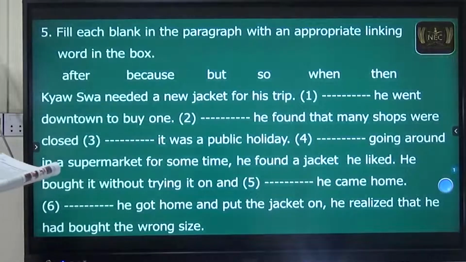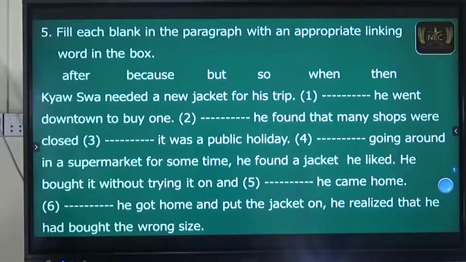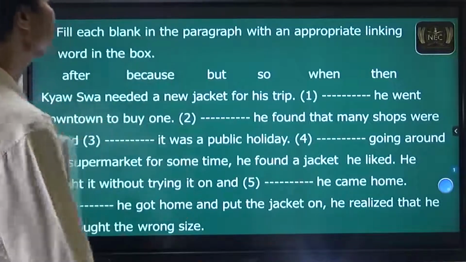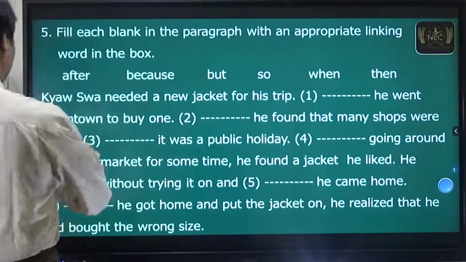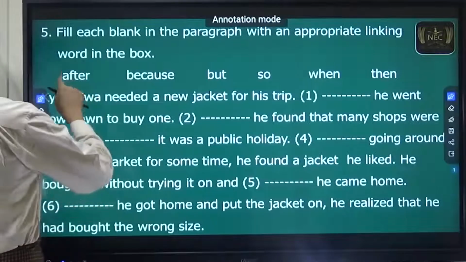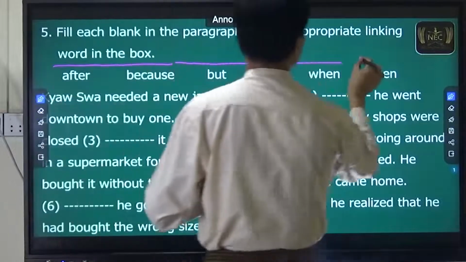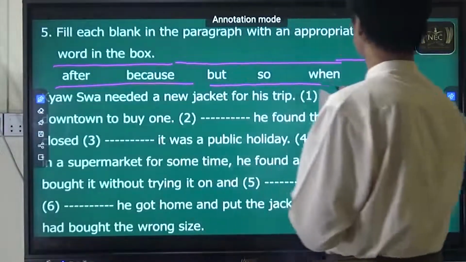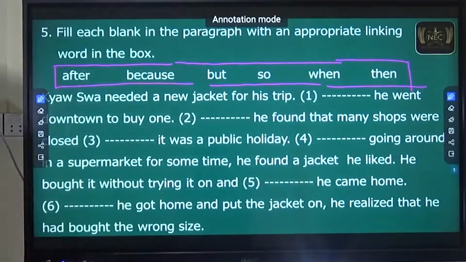Fill each blank in the paragraph with an appropriate linking word from the box. Linking words.